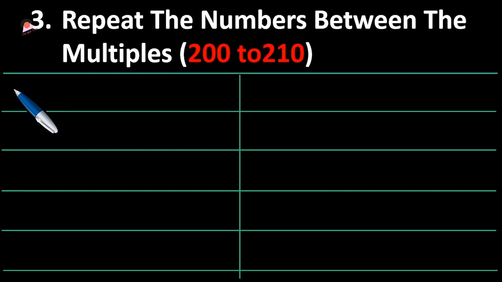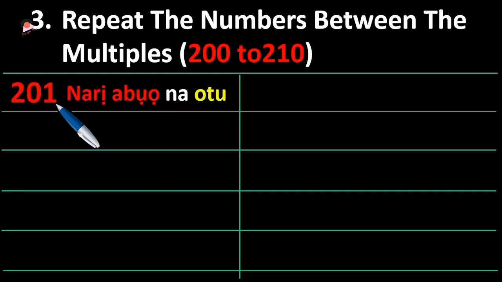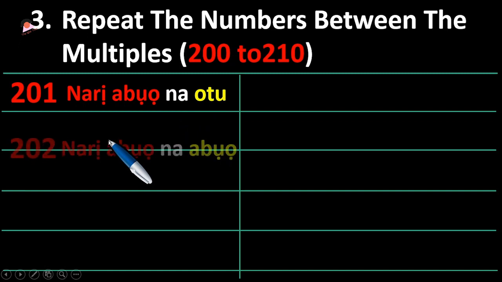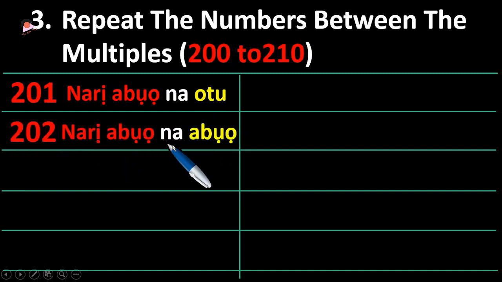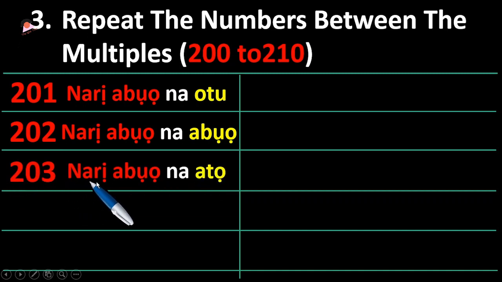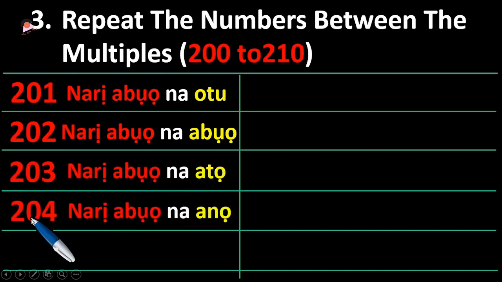We're going to count 201 now. What is 201? Nare abua, from the multiples you have seen, nare abua is 200. Nare abua na otu, otu is 1. Nare abua na otu, 201. Move on from here. Nare abua na abua, 202. 203, nare abua na ato. You can do the rest, but let's continue.